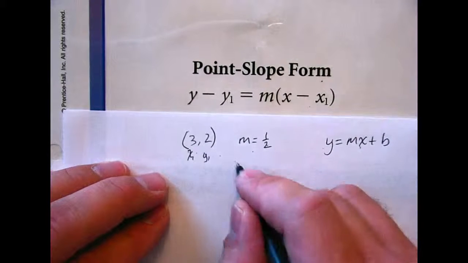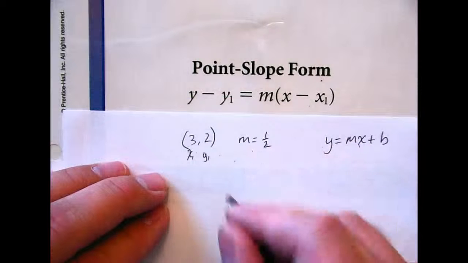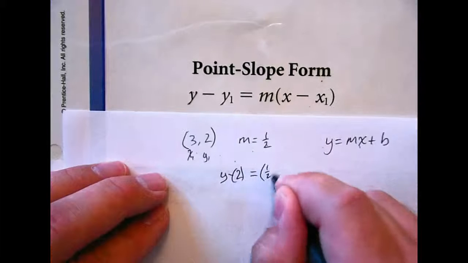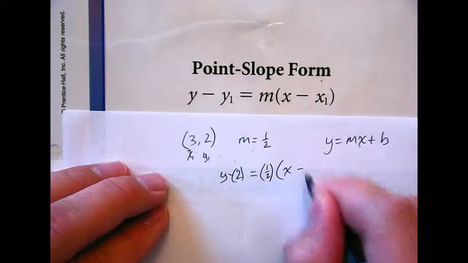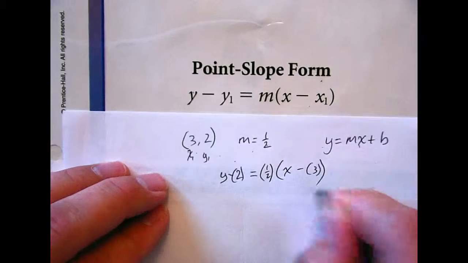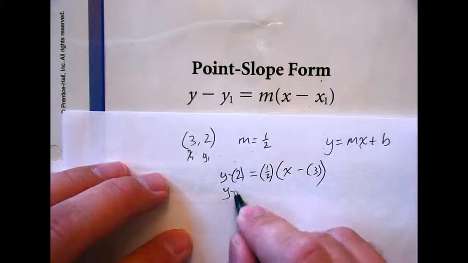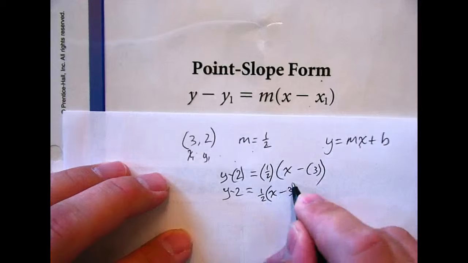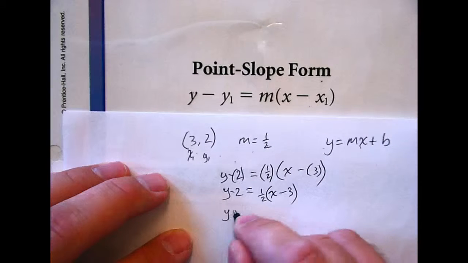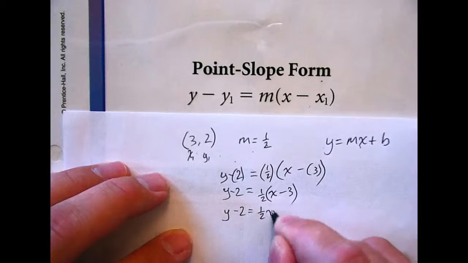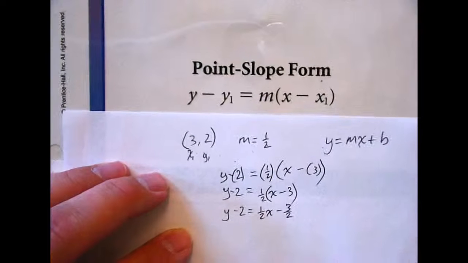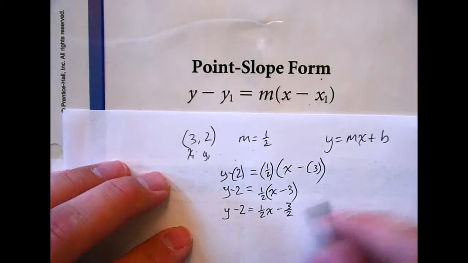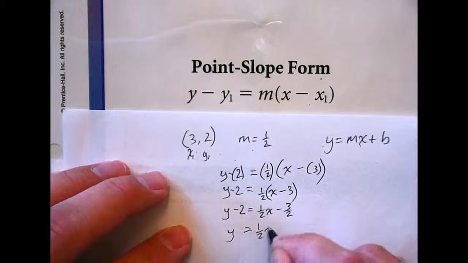If we did that here, we'd have y minus y1 or y minus 2 equals m times x minus 3. And notice I use parentheses a lot anytime I'm substituting. Y minus 2 equals 1/2 times the quantity x minus 3. We distribute. Y minus 2 equals 1/2 x minus 3 halves. What do you do now? To get slope-intercept form, add 2 to each side. Add 2. So y equals 1/2 x.